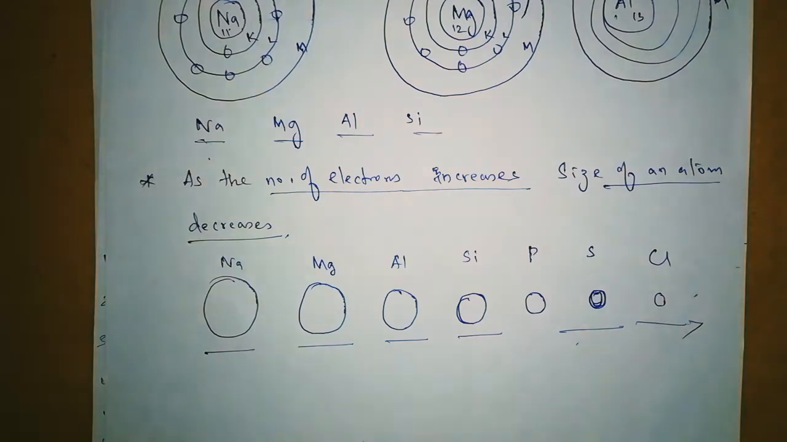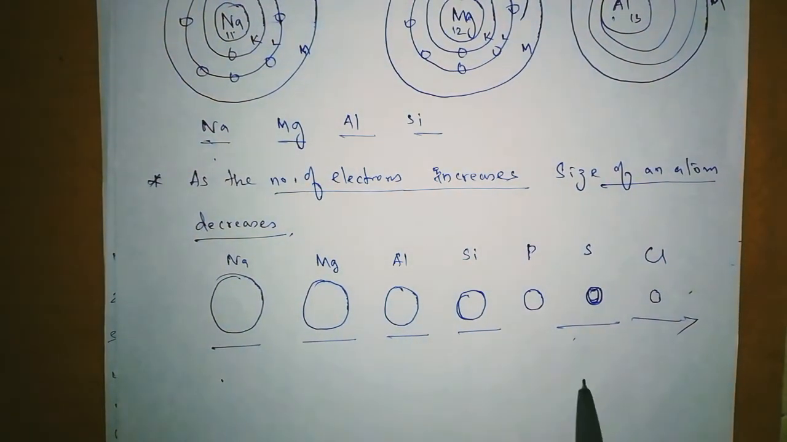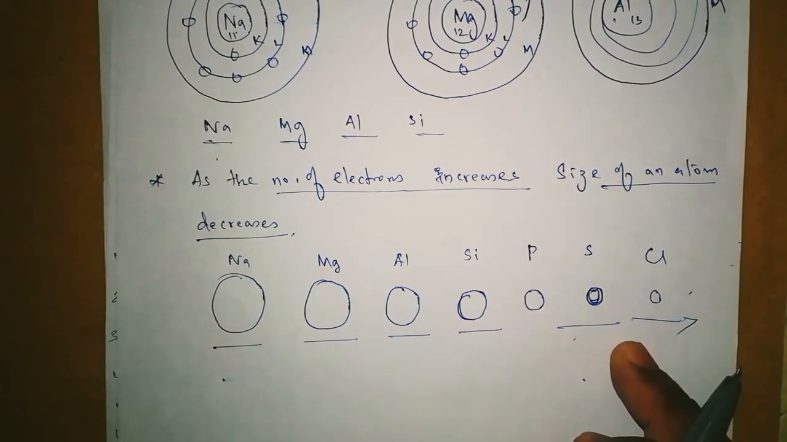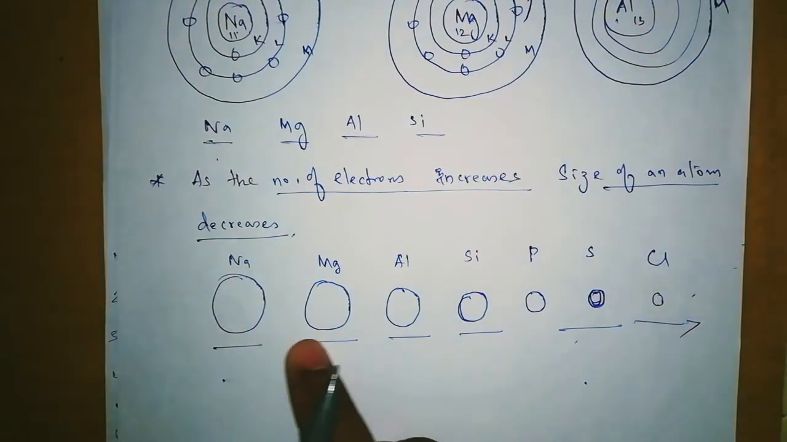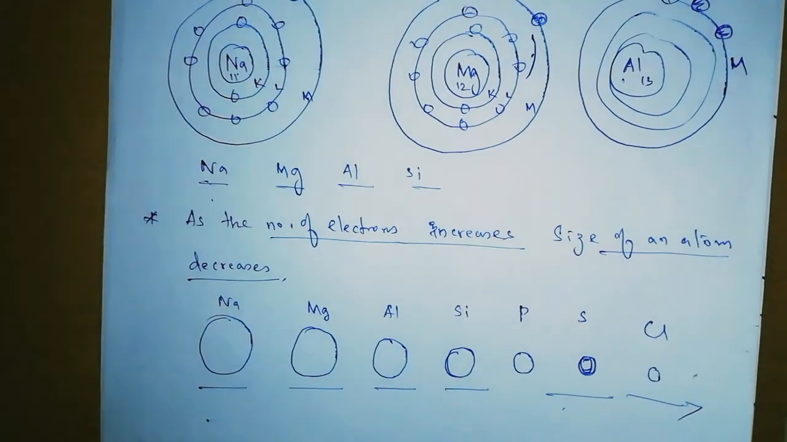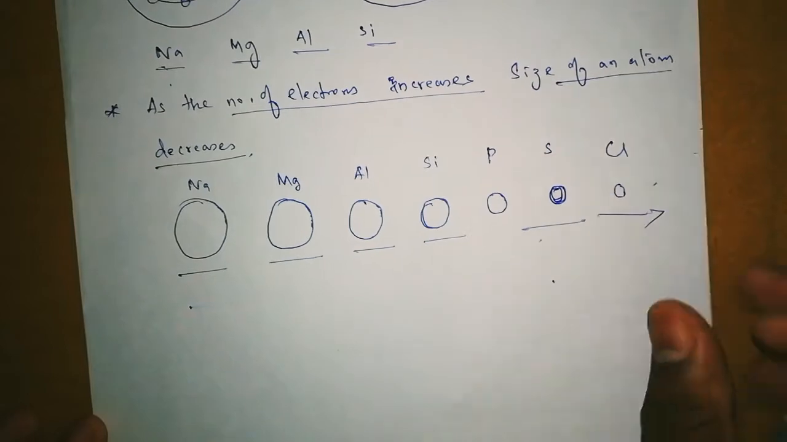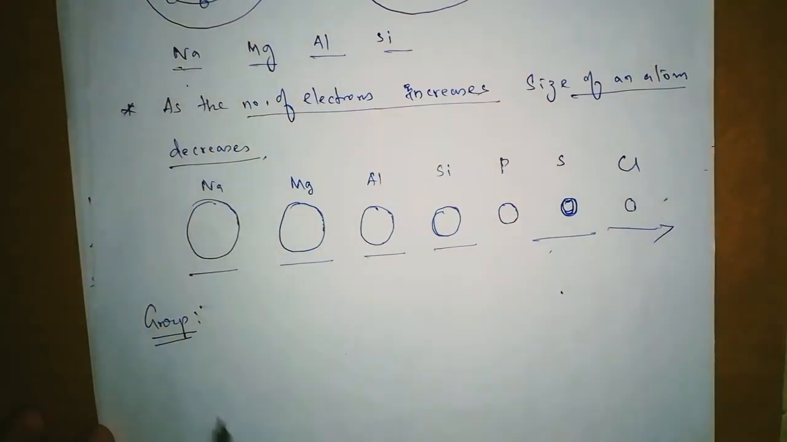Atomic number increases from left to right only, right? So as the atomic number increases, the number of electrons increases. As the number of electrons increases, size automatically decreases. Will you all be able to understand this, student? Right. And the last thing, as we go down the group, okay, if we go down the group, what happens?